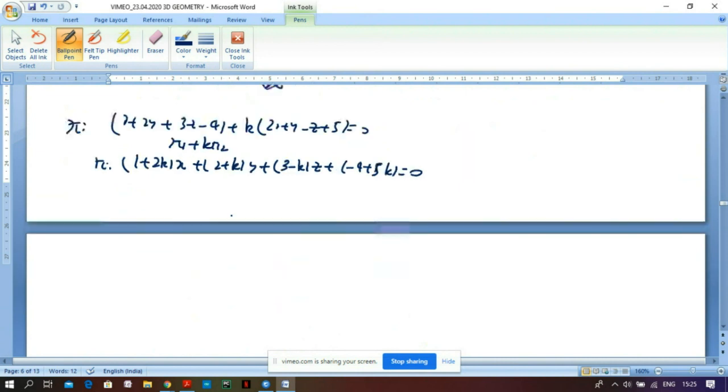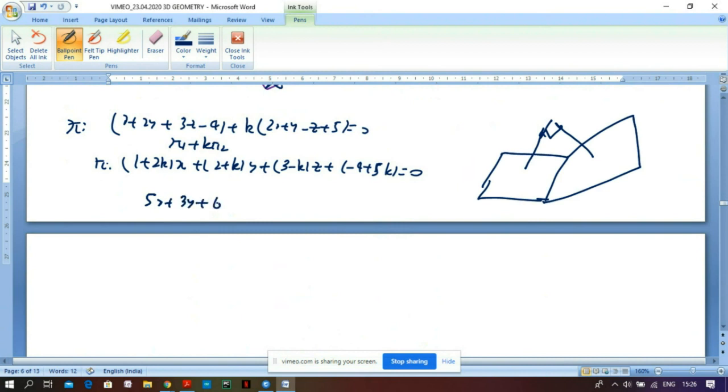Now one more thing is given, that this plane is perpendicular to some other plane. If two planes are perpendicular, it means that if I draw the normal on this and the normal on that, then the normals also must be perpendicular. So the given plane is 5x plus 3y plus 6z plus 8 equal to 0. So this pi and this pi prime are perpendicular.